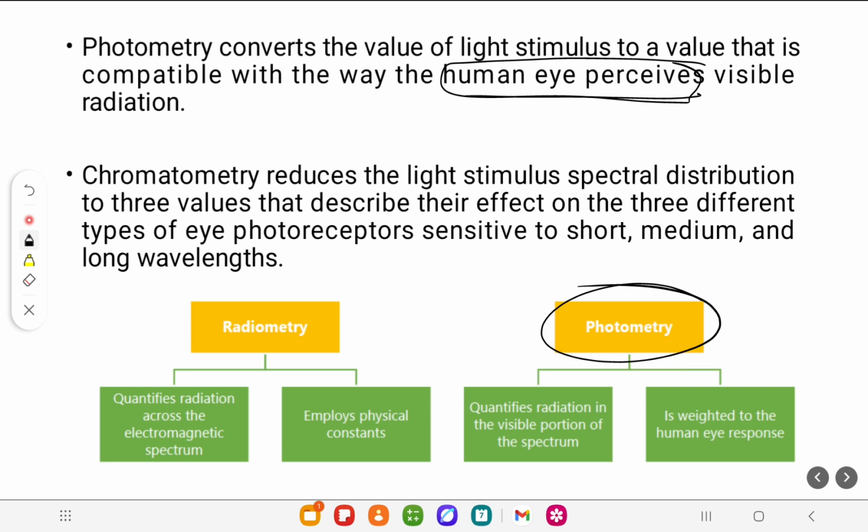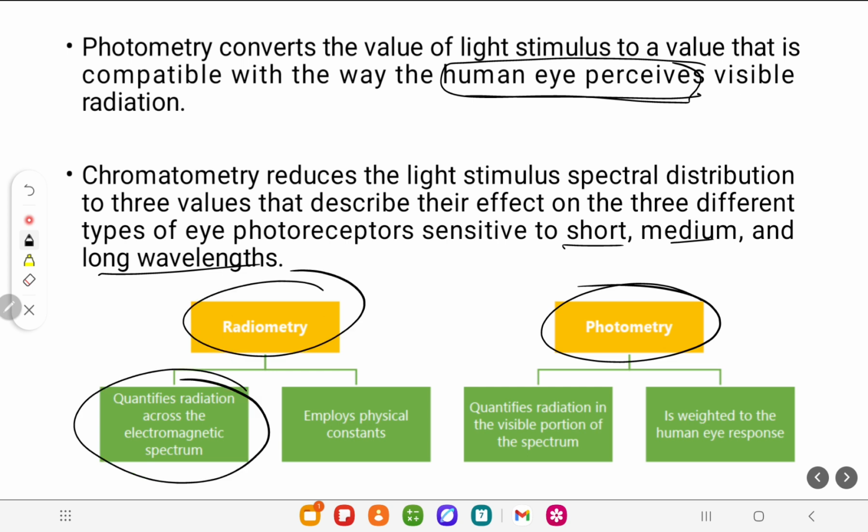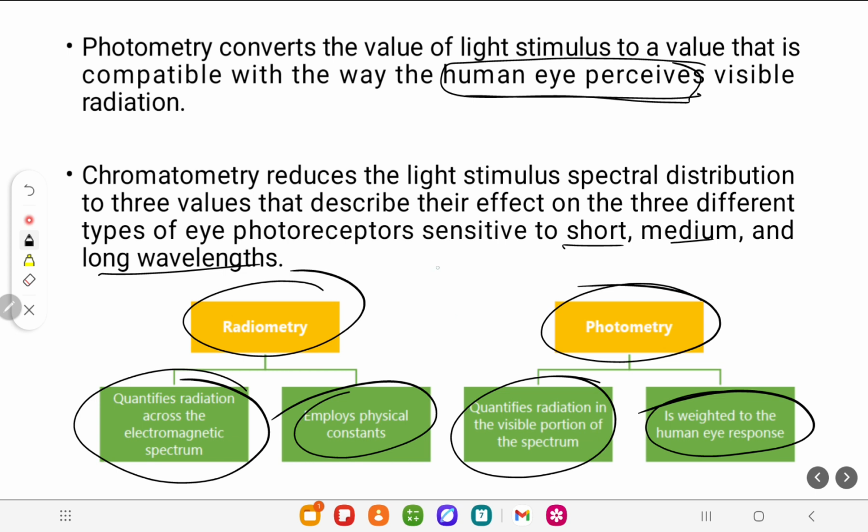Chromatometry reduces the light stimulus spectrum to three values that describe the effect of the three different eye photoreceptors: short, medium, and long. But we're not going to talk about chromatometry. So radiometry quantifies the radiation across the electromagnetic spectrum, whereas photometry quantifies radiation of the visible portion of the spectrum. Radiometry employs physical constants, whereas photometry is weighted to the human eye's response. That's the biggest difference between radiometry and photometry. Okay.